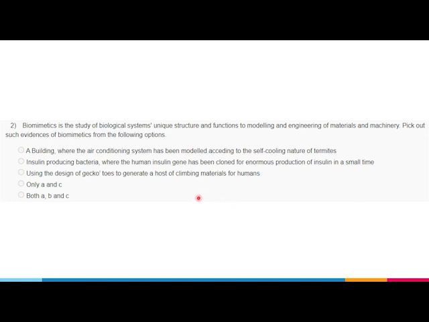Hello, am I audible? Okay, so someone has answered. It is option C. Using gecko's toes to generate a host of climbing materials for humans. Okay, so Dr. Rajesh and Shyam have both chosen option C. Does anyone else want to try and answer this?